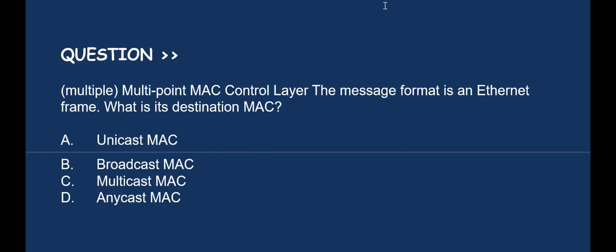Our next question is, in the multi-point MAC control layer, the message format is an Ethernet frame. What is the destination MAC? The options are option A, unicast MAC, option B, broadcast MAC, option C, multicast MAC, option D, anycast MAC. The correct answers are option A and C.